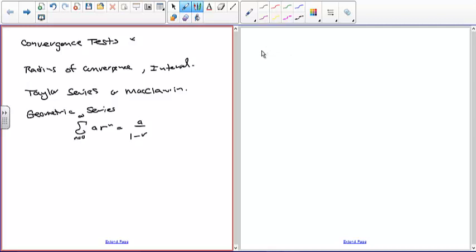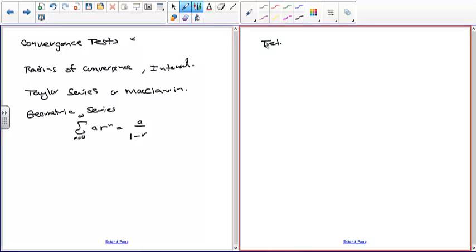And the types of series, well, I'll tell you which ones you don't have to worry about. So there will not be a telescoping series. Let's see what else. Actually, I think that's the only one that is not on the test. Telescoping series.